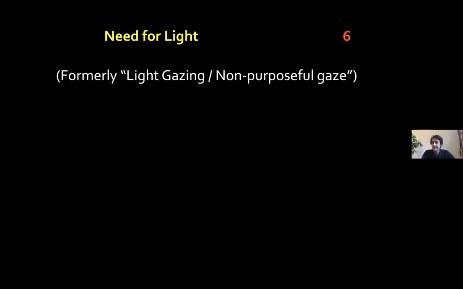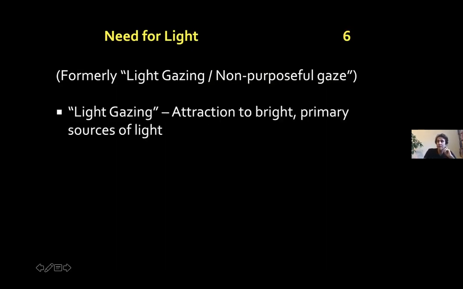Next characteristic is need for light. We used to call this characteristic light gazing or non-purposeful gaze. We're now calling it need for or attraction to light, and there's an important reason for that. Kids who are lower on the CVI range in phase 1, maybe early phase 2, may do light gazing. Light gazing is staring at or strong attraction to bright primary sources of light.